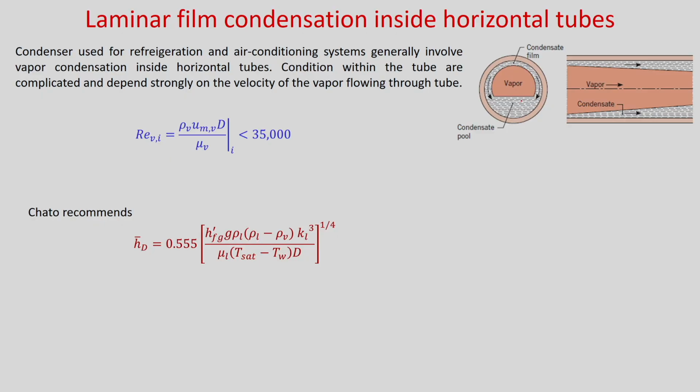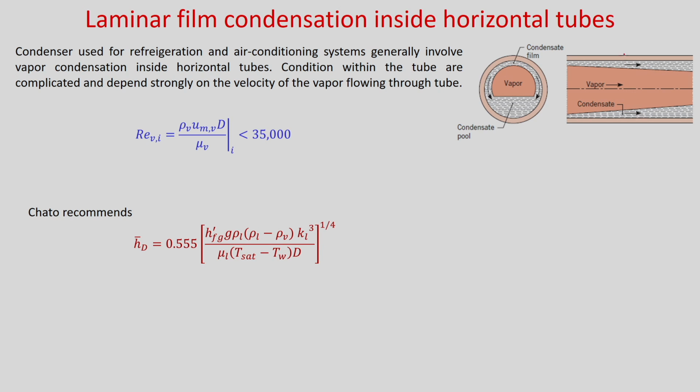So, till now we considered the condensation outside the tube. Now, if the steam is condensing inside the tube when it is flowing through the tube, then the condensation will take place inside the tube and the condensate will fall due to gravity in the downward direction. Condensers used for refrigeration and air conditioning systems generally involve vapor condensation inside horizontal tubes. Conditions within the tube are complicated and depend strongly on the velocity of the vapor flowing through the tube.